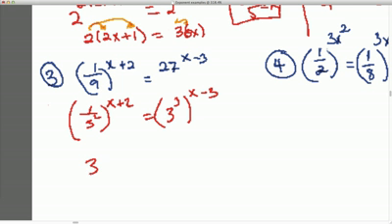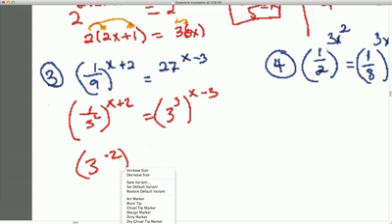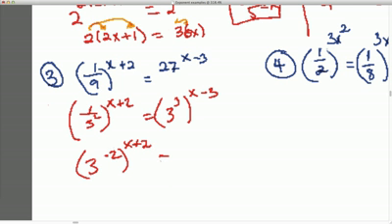So you're going to have 3 to the negative 2 times x plus 2. And actually, if you want, we can raise it first. Let's not skip any steps at all. So 3 to the negative 2.